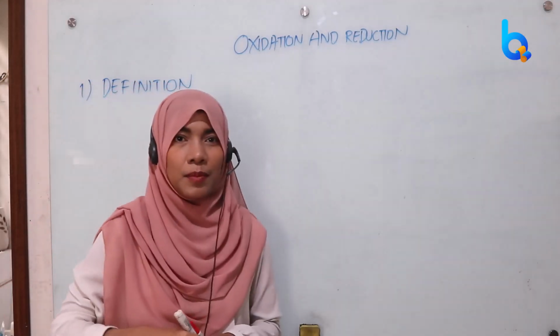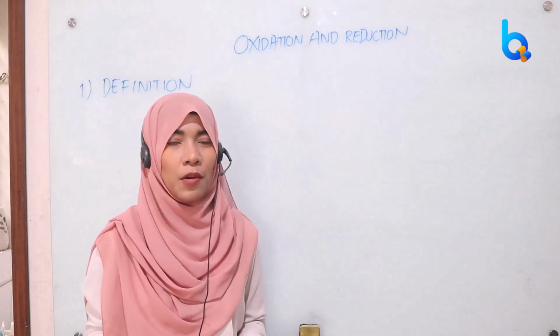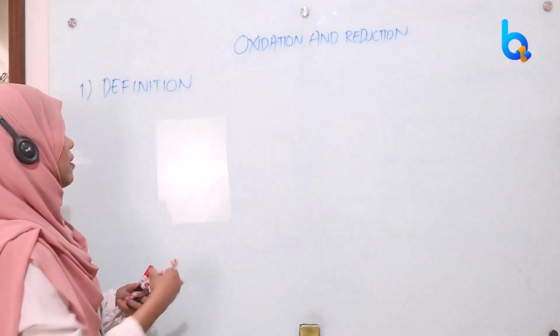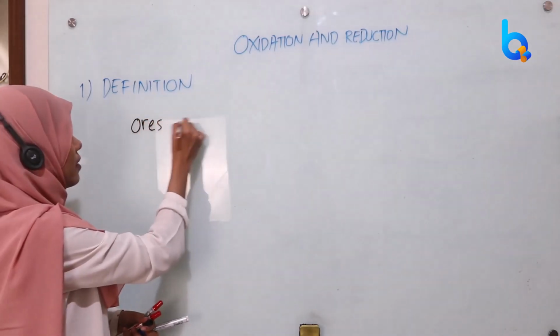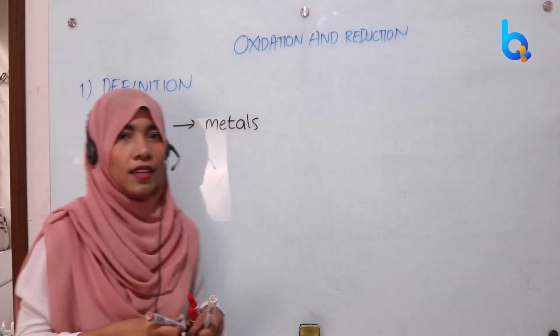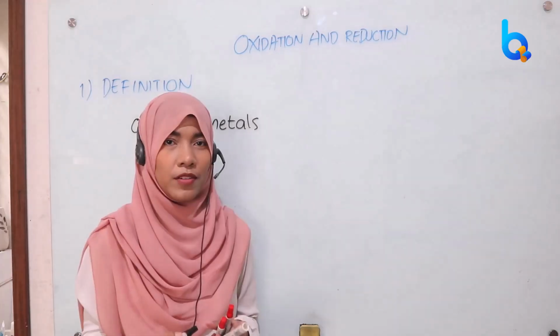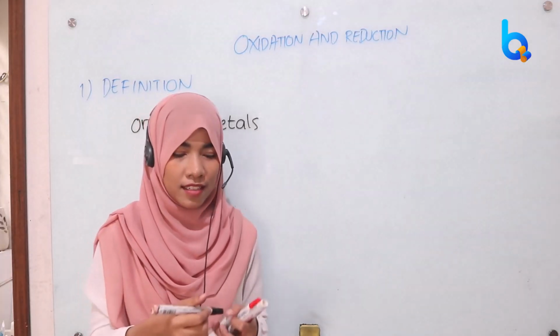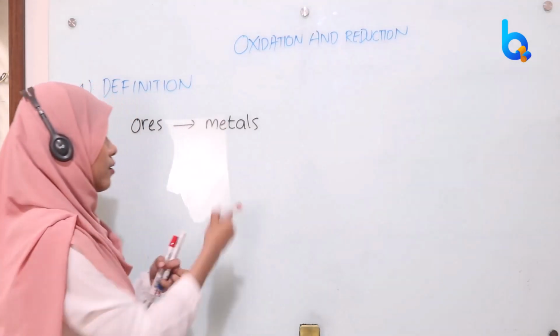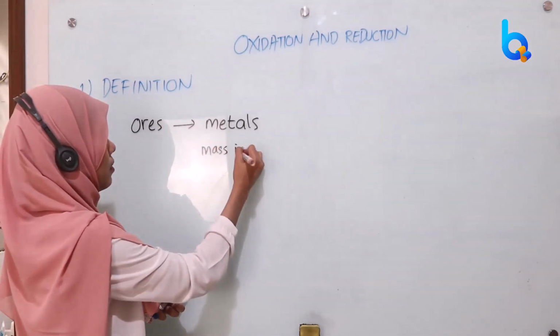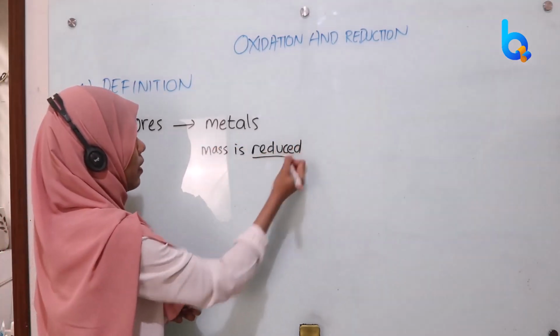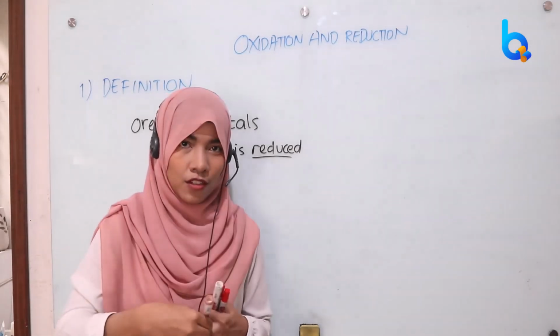So in the past, people already started to extract metal from its ores. So we have ores here, and then the metal is extracted from its ores. In this process, people realized that the mass is reduced when they obtain the metal. So here the mass is reduced. This is the reason why the word reduce is used here.